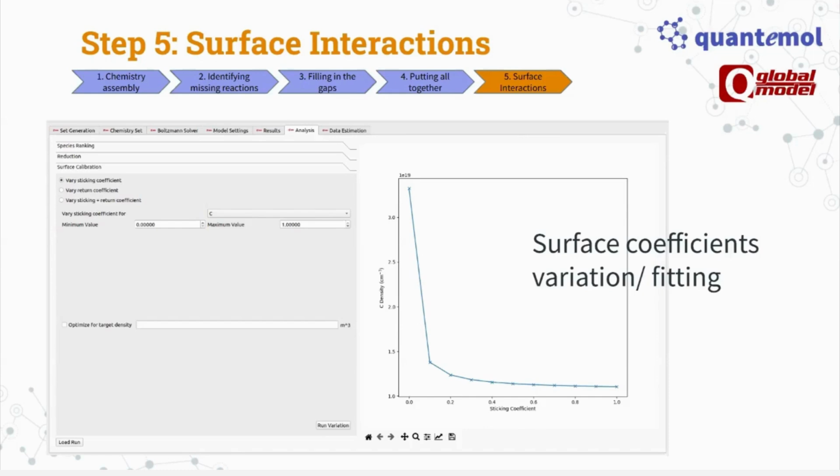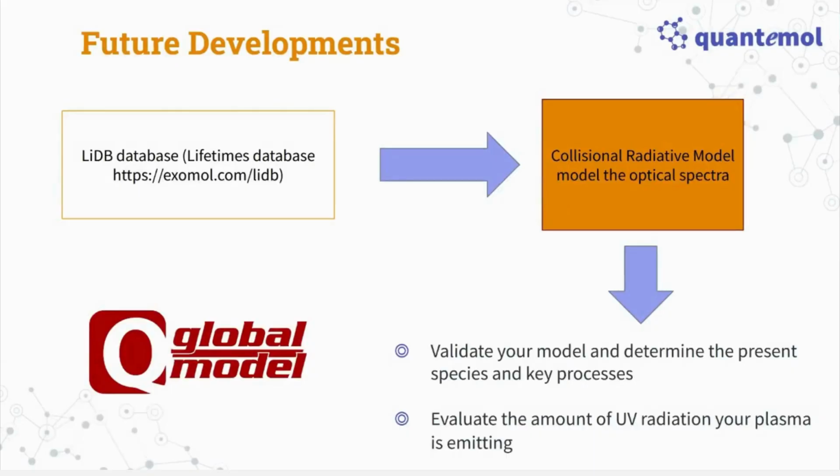And also, if there is no data but they want to see the impact on the bulk plasma of various variations in the coefficients, then that can be done. And yeah, that's more or less where the consultancy part concludes.